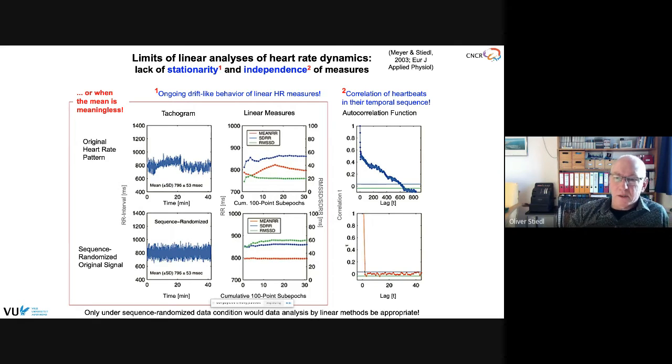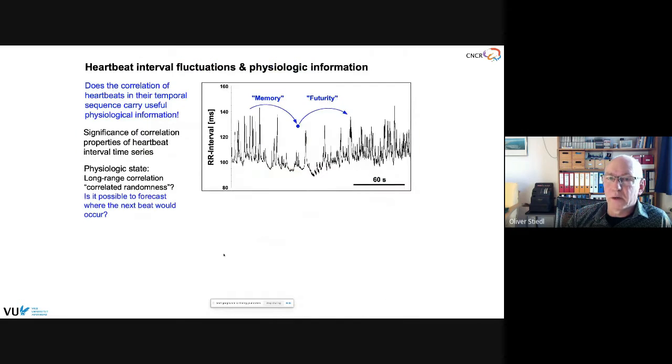This prompted me, together with my colleague Michael Meyer, to publish in 2003 a nice article where we said the mean is meaningless. Because if you look at these data, they don't tell you anything: the means and the standard deviations are the same, but the physiological characteristics are completely different, as you can see. And this tells me, oh, there is something wrong. What can we exploit now?